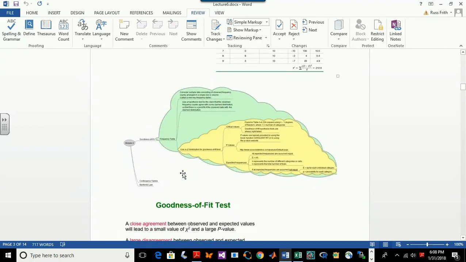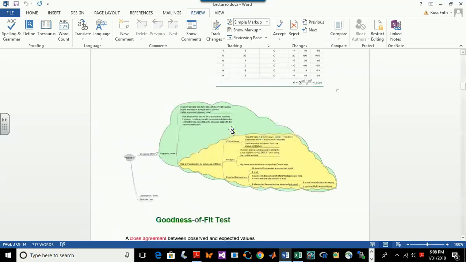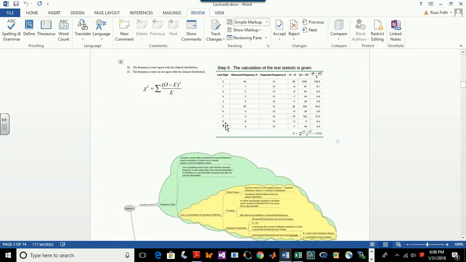Okay, so we use a chi-squared distribution for a goodness of fit test. All right, so we have what are called critical values. Okay, and the critical values are found in table A4 for your chi-squared table, where you have k minus 1 degrees of freedom, and k equals the number of categories. So the categories are basically each of these 10 categories, the last digit. So for this problem, the degrees of freedom would equal 10 minus 1, or 9.